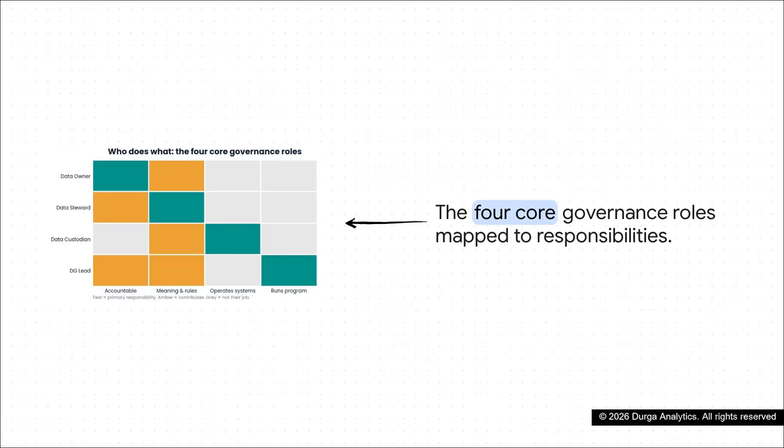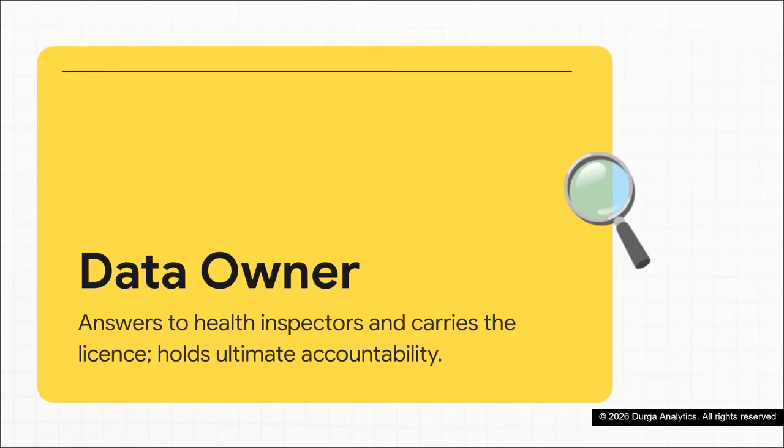Now, the owner is strictly about accountability. The steward handles the meaning and the business rules. The custodian physically operates the systems, and the lead runs the overarching program. If you mix these up, or if people are wearing the wrong hats, your data program will literally grind to a halt. To really ground these concepts, let's use a real-world analogy.